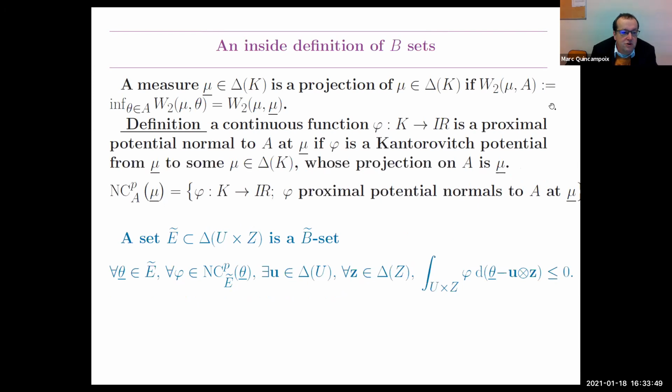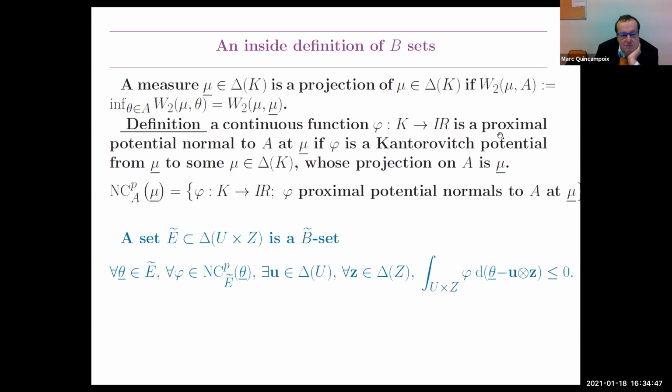So we have to define what is a proximal normal. And for defining a proximal normal, it's absolutely necessary to consider it in W2. So let's give some definitions. A measure mu bar is a projection of mu on A if it realizes the minimum of the distance. And what is a proximal normal? A continuous function will be a proximal normal to A at mu bar if it is a Kantorovich potential from mu bar to some mu, of which mu bar is the projection.